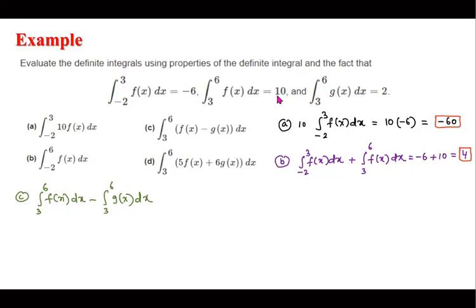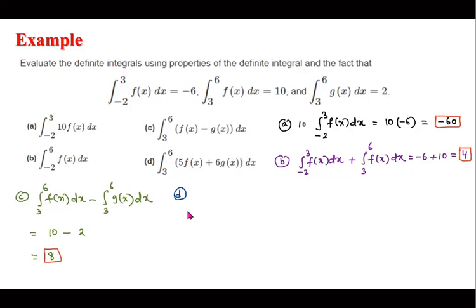So we can write 10 for that, and then minus the integral from 3 to 6 of g of x. The integral from 3 to 6 of g of x is 2. So that becomes 10 minus 2, or 8. So the value of the integral given in part C will be 8. Okay, finally, let's work on part D.